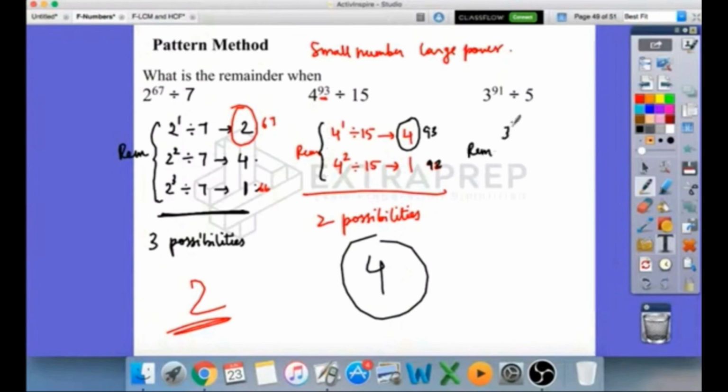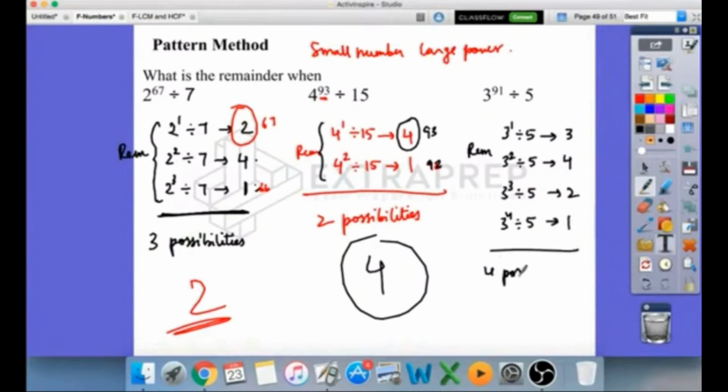Find the remainder when 3 power 91 is divided by 5. What's the remainder when 3 power 1 is divided by 5? It's 3. What is the remainder when 3 square is divided by 5? It's 9. 9 divided by 5 is 4. 3 cube is 27. 27 divided by 5, what's the remainder? The remainder is 2. 3 power 4, 81 divided by 5, what's the remainder? The remainder is 1. You stop there.